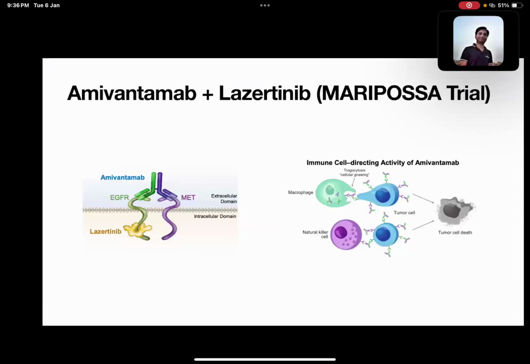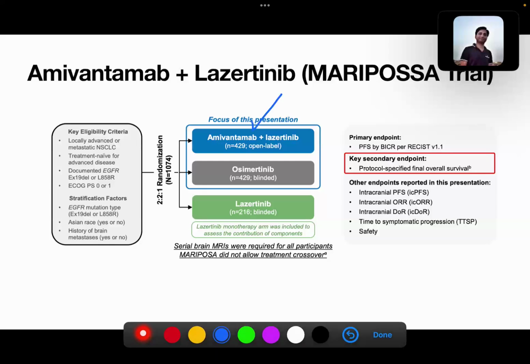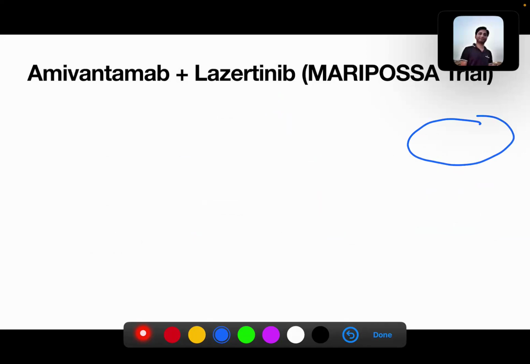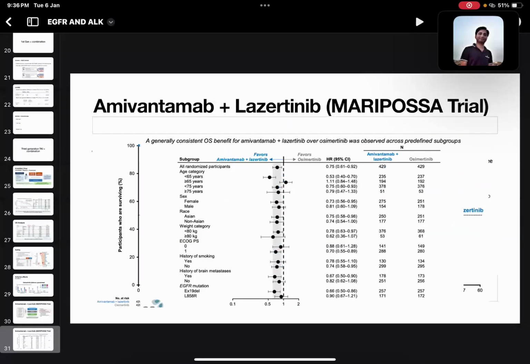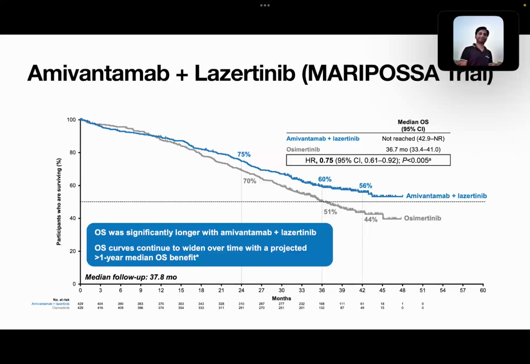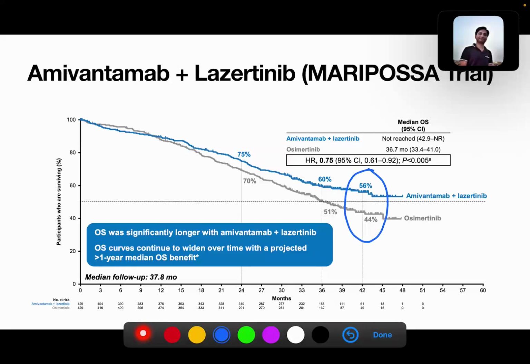The Mariposa trial looked at amivantamab plus lazertinib versus osimertinib. Lazertinib is another third generation anti-EGFR TKI, right? So they combined a bispecific antibody with a third generation TKI versus osimertinib alone. And what did they show? It showed an increased PFS benefit of 23.7 months versus 16.6 months on initial interim analysis. Later, on the latest analysis, this translated to a significant OS benefit, an absolute OS benefit of around 12%.